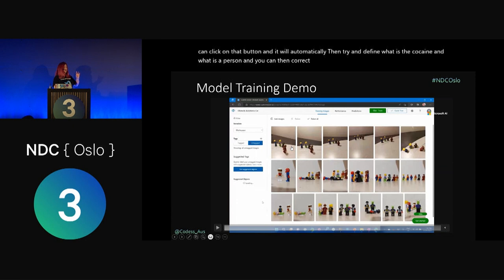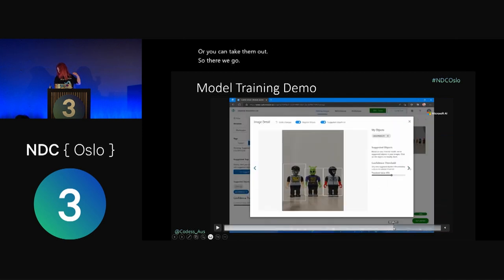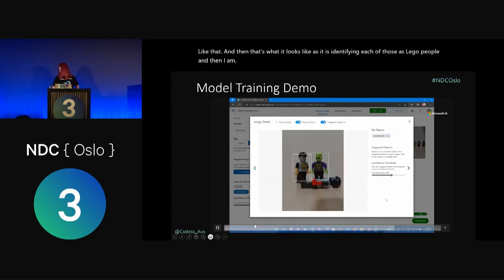So you can go check it and you can click confirm on each photo, or you can take them out. So there we go. That's what it looks like as it is identifying each of those as Lego people. And then I am clicking on confirm suggested objects.